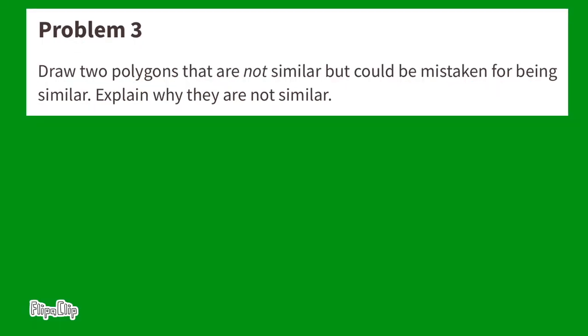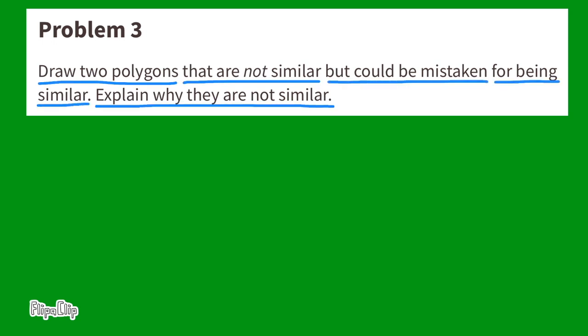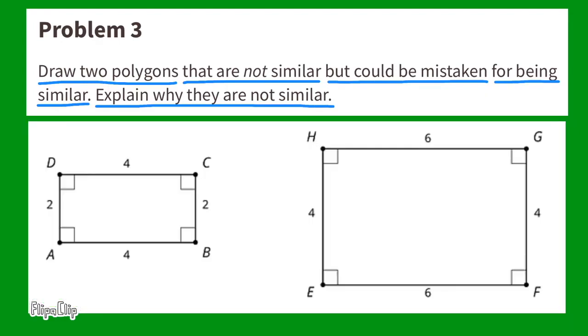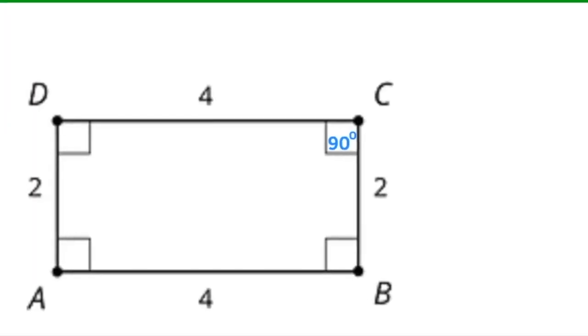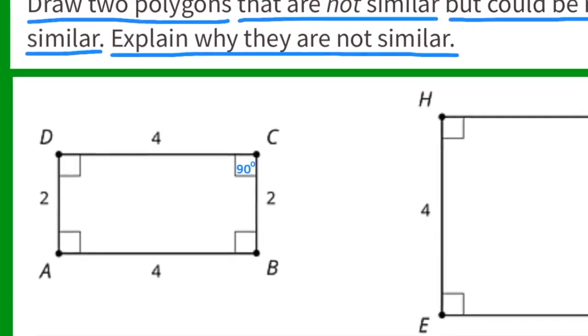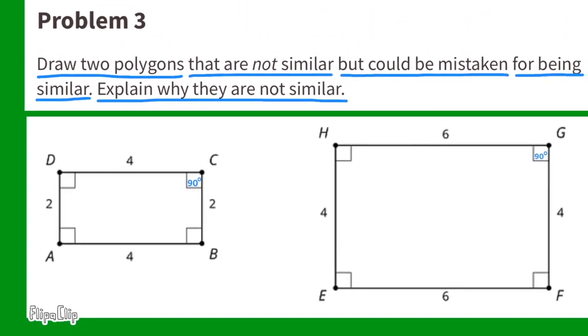Problem number 3. Draw two polygons that are not similar, but could be mistaken for being similar. Explain why they are not similar. Here are two polygons that are not similar but could easily be mistaken for being similar. One reason why they look similar is they're both made of 90-degree angles.